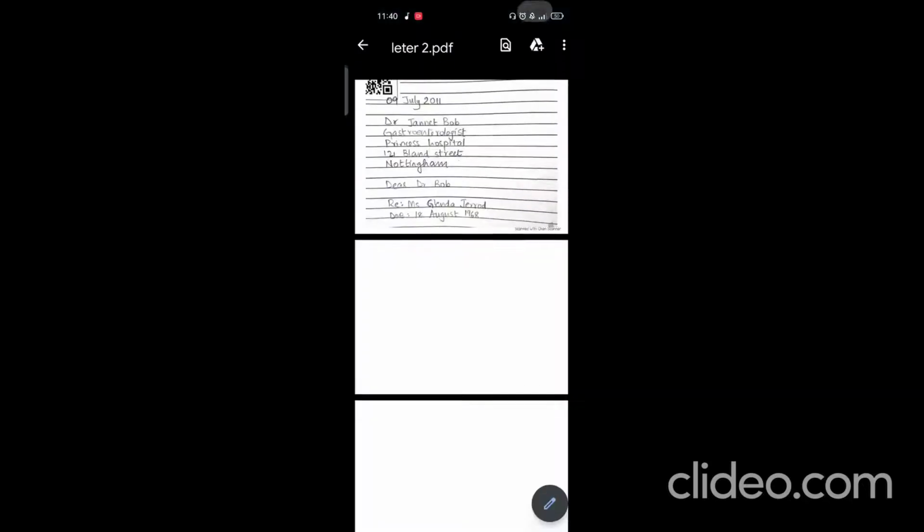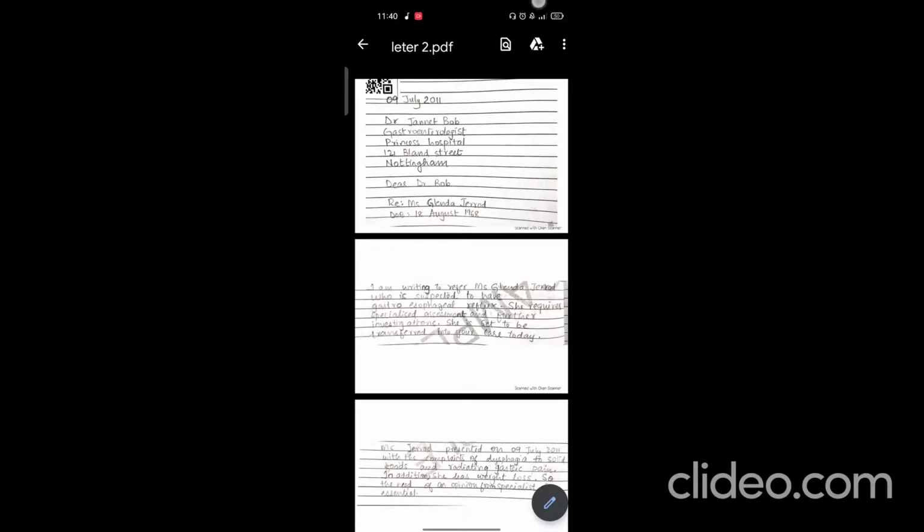So this is a model I can present to you. We'll start with the date, 9 July 2011. Dr. Janet Bob, gastroenterologist, Princess Hospital, 121 Bland Street, Nottingham. The salutation is Dear Dr. Bob, so we will write the surname. Patient name is Glenda Jerrod. Date of birth is 18 August 1968. I hope it's clear up to here.